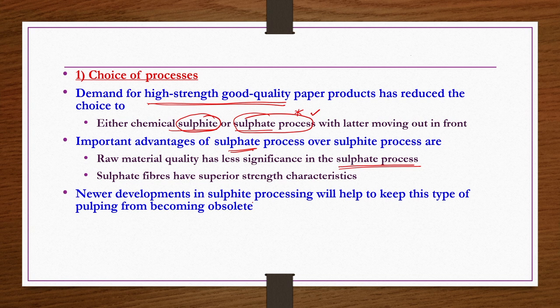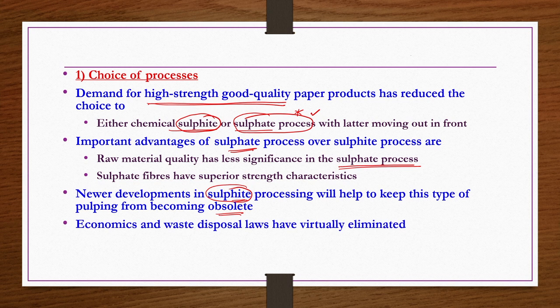Newer developments in sulfite processing will help to keep this type of pulping from becoming obsolete. Actually, you have to do some kind of newer development. In fact, researchers have developed certain new chemical recovery processes, where nowadays sulfite processes are also becoming economical. We will see some of them now.